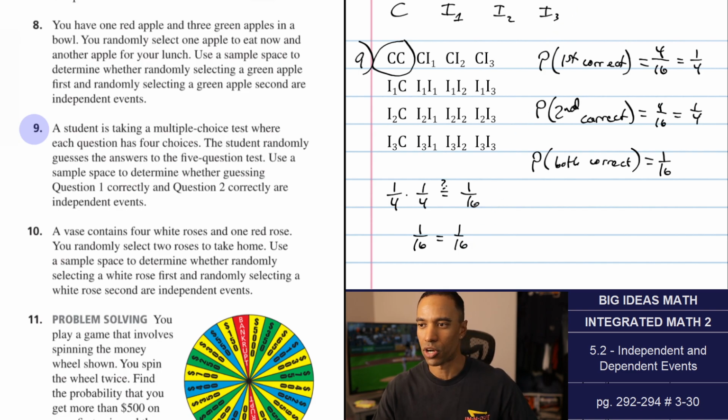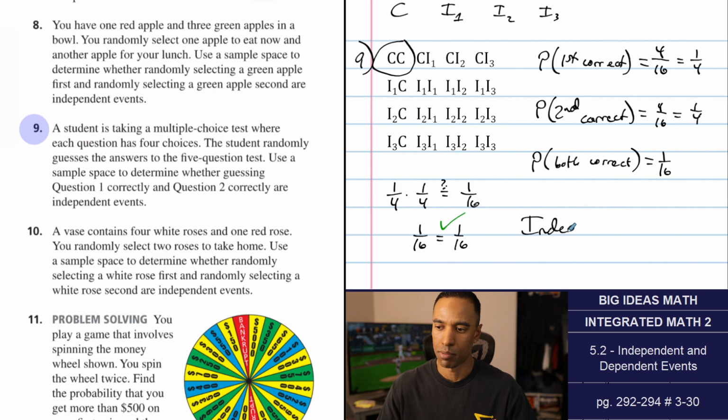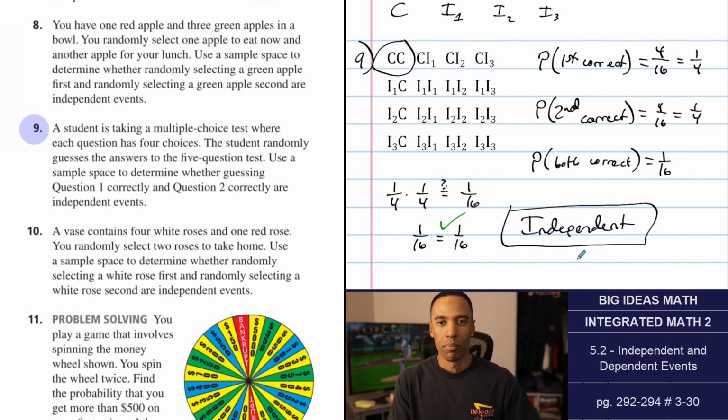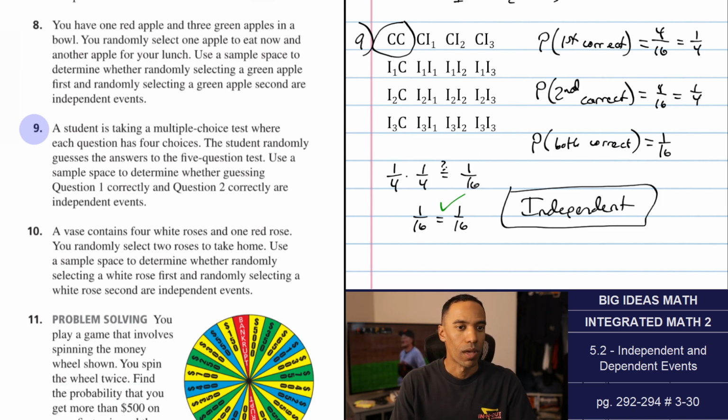So because of that, these are independent events, and we expected that. So independent. Sorry, to begin with, I thought it was true, false, because the other ones were previously. Okay. But we predicted independent there.